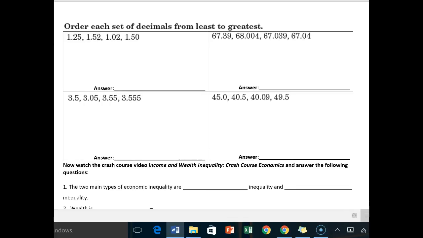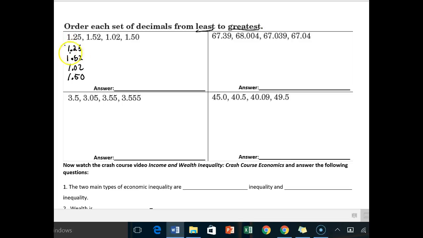We can also order decimals from least to greatest. So I'm going to again do the odds, you'll be doing the evens. So how do we do this? Exactly how we just did the last one, so we just stack them. 1.25, 1.52, 1.02, and 1.50. So I want from least to greatest, so the smallest one first.